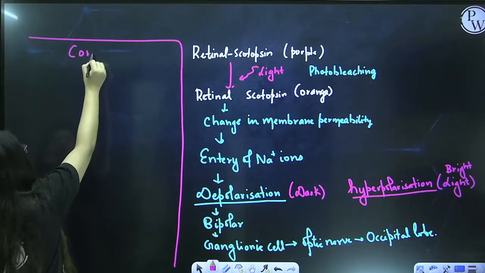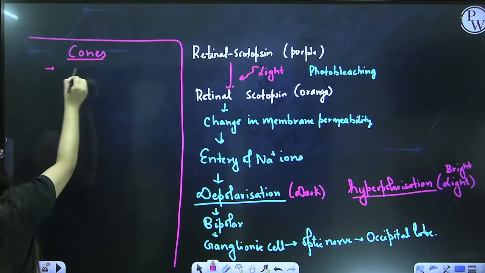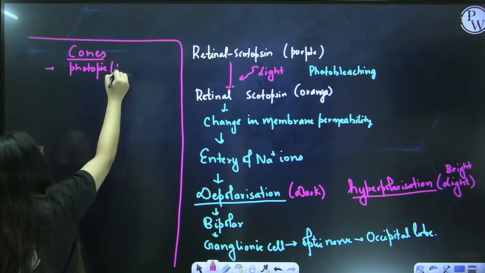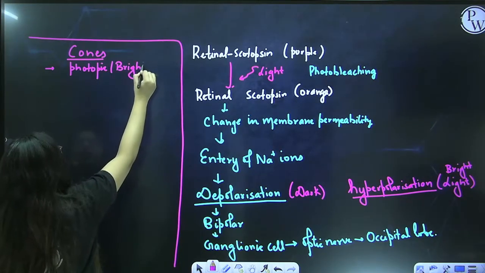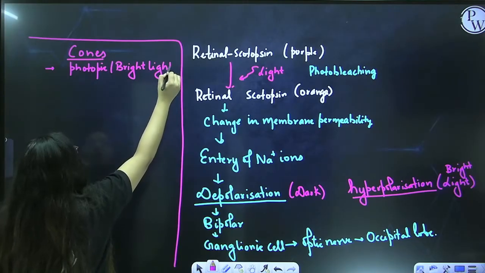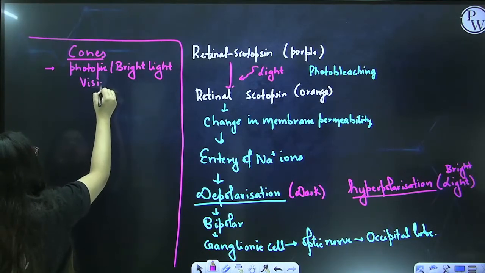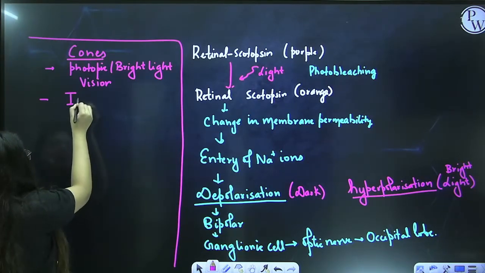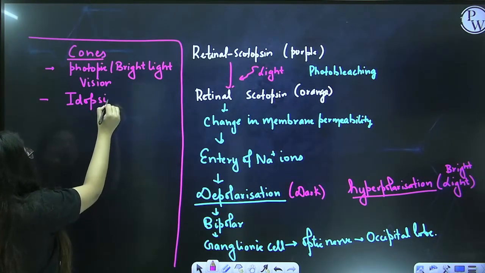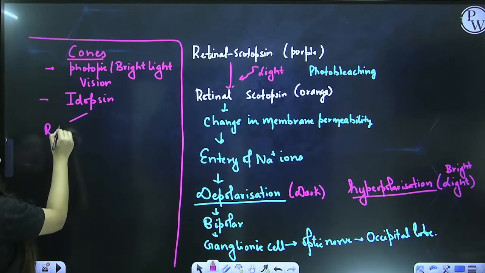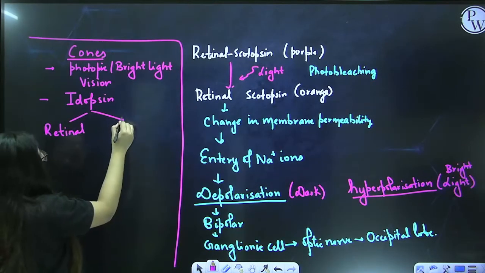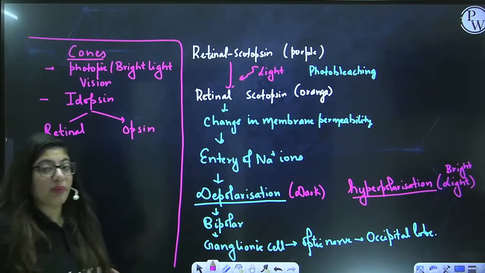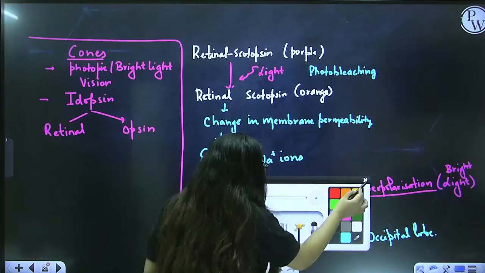If I'm talking about cones, they are less in number and they are responsible for photopic or bright light vision. Okay, so these cones have a pigment, and the name of the pigment is iodopsin. This iodopsin is made up of retinal and opsin protein. And this opsin protein is of three types depending upon the colors. Right, so you heard me right, colors.